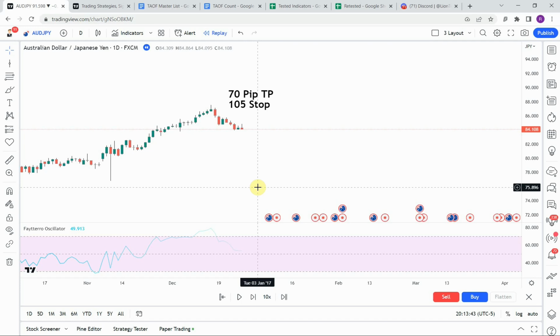Today we will be testing the Faytterro Oscillator indicator.